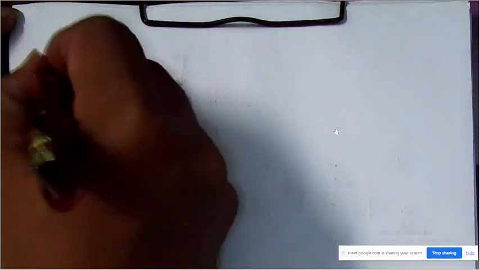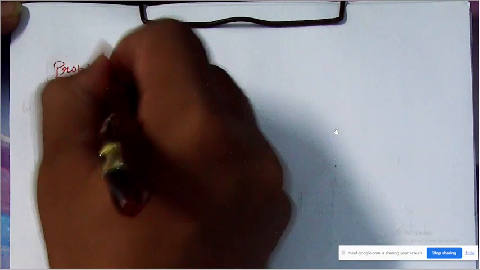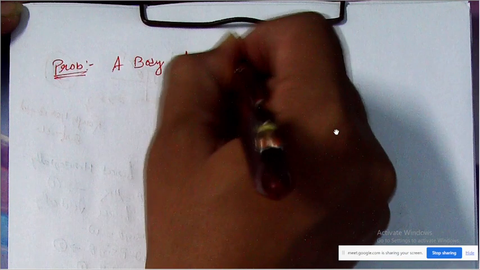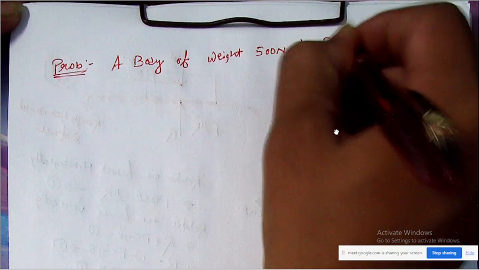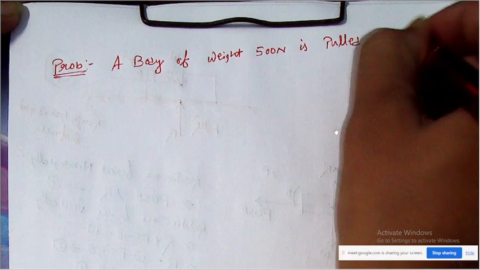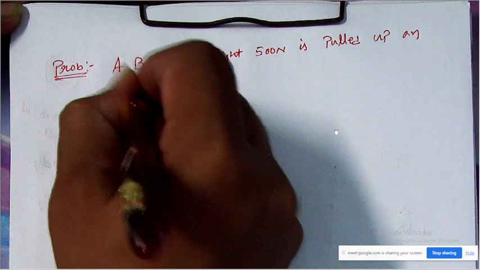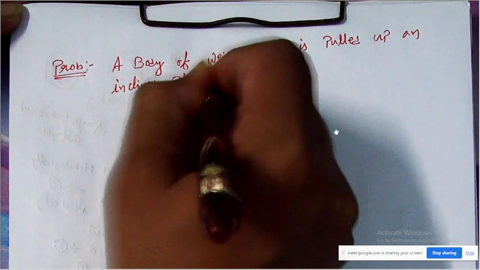Now we have done till now the friction problems where the body was on the horizontal plane. Now let us do some more problems where the body is on an inclined plane. So write down the question. A body of weight 500 Newton is pulled up an inclined plane.